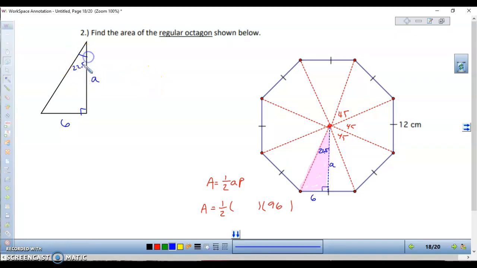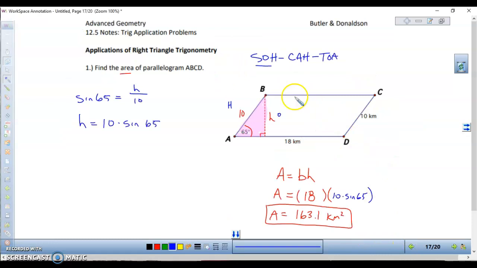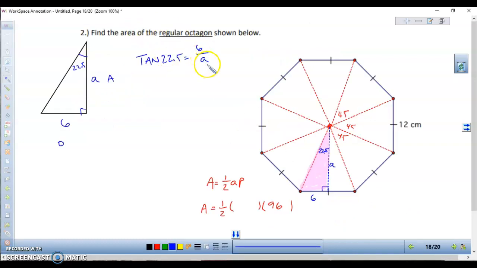So relative to this angle, this is opposite. This is adjacent. So I need to use tangent. So the tangent of 22.5 is equal to opposite, which is 6, over adjacent, which is A. Now in this case, the variable's on the bottom. Now remember, in the previous problem when I did my trig stuff, the variable's on top, so I just multiply both sides. If you'll recall, when the variable's on the bottom, that little division trick, we just swap the trig part with the variable. So that means the apothem would be 6 divided by the tangent of 22.5.